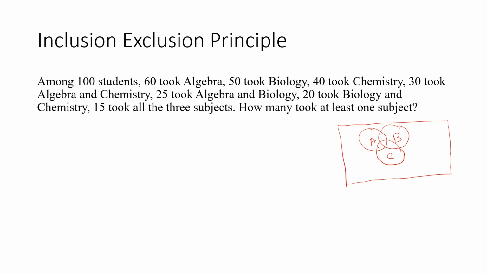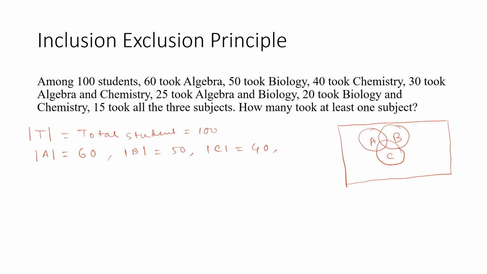Now, according to the problem, the total students, that is, the cardinality of T, is 100. Algebra is taken by 60 students. Biology is taken by 50 students. Chemistry is taken by 40 students. 30 took algebra and chemistry.